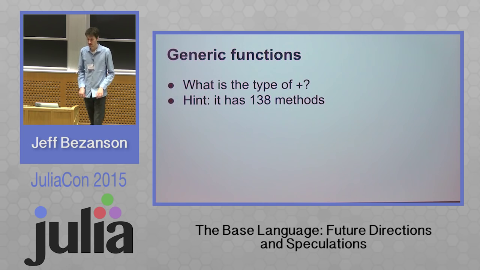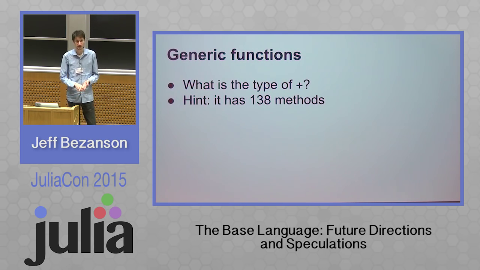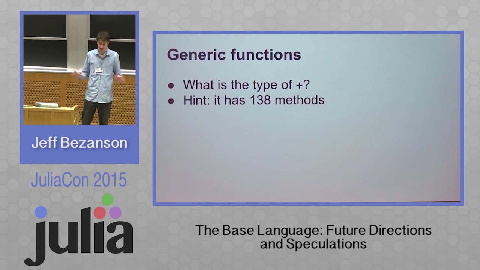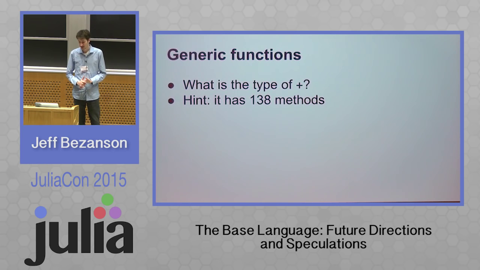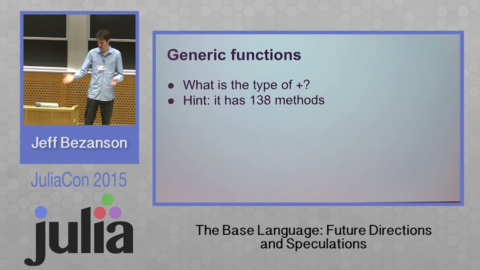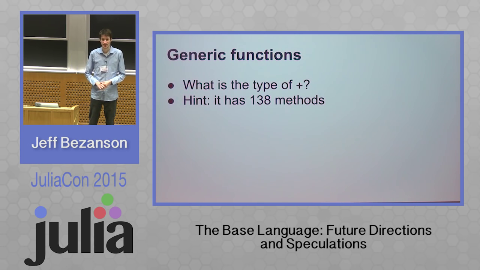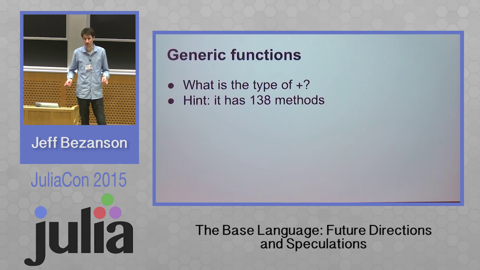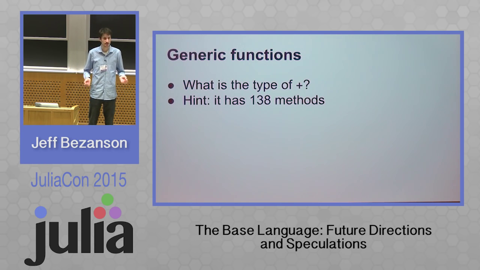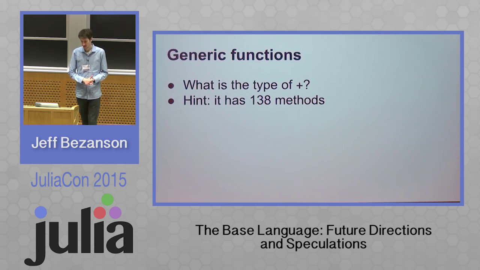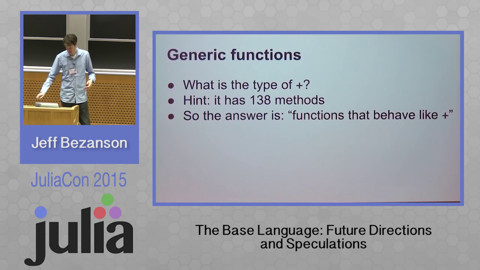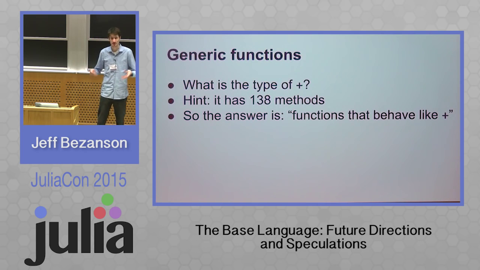All right, so generic functions in general. These are a little tricky, right? So what is the type of something like plus? Even not committing to any definition of type, for any definition you like, the hint is that in whatever Julia I was using at the time when I wrote this, it has 138 methods. So ideally you want some kind of a pithy answer to what is the type of this, and if you have to talk about 138 methods, that doesn't seem so great. So I think a good answer is, well, it's a function that behaves like plus.